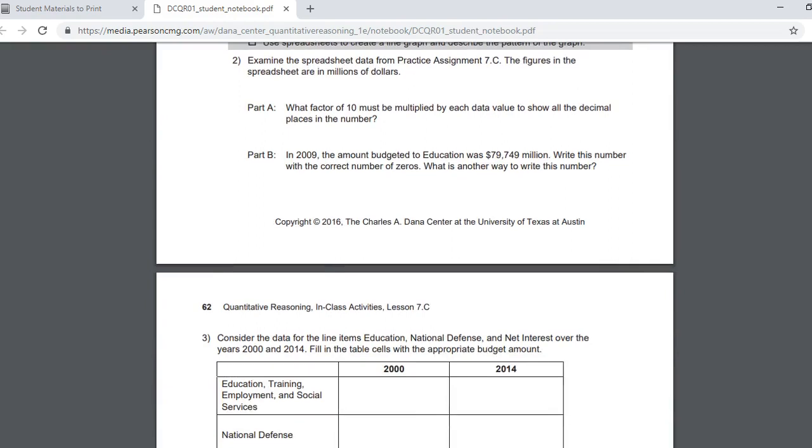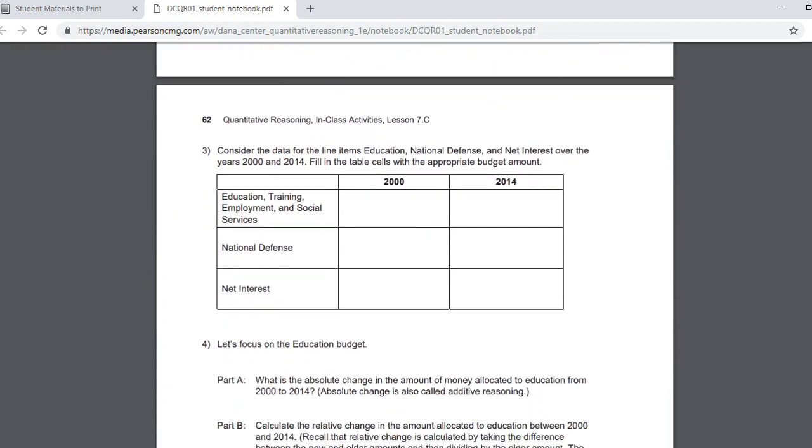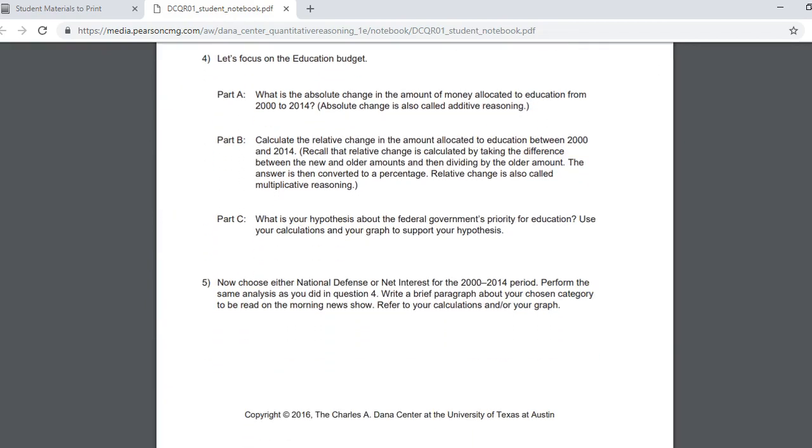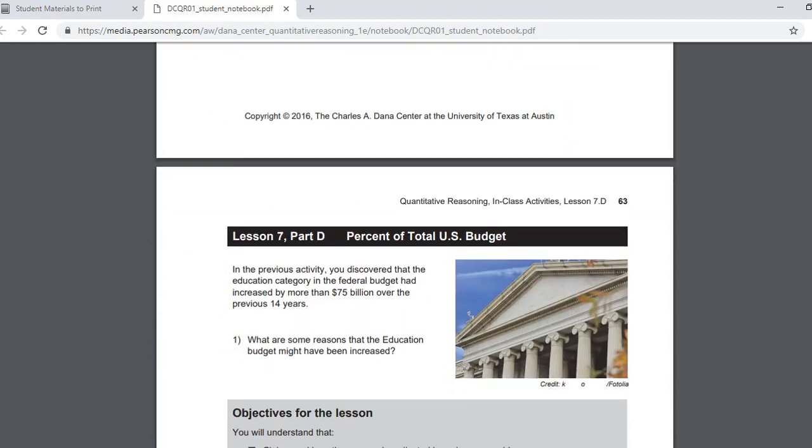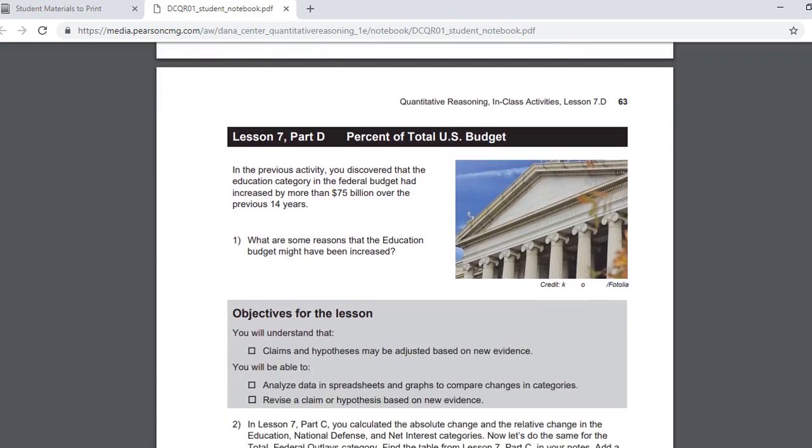We talked about changes in the budget. We talked here specifically about, like on number 4, part A and part B. Part A asks for the absolute change. You need to know that formula by memory, and you need to know part B, which is the relative change formula, by memory. You can expect those to be on the test by looking at data and then being able to write down the absolute change and the relative change.